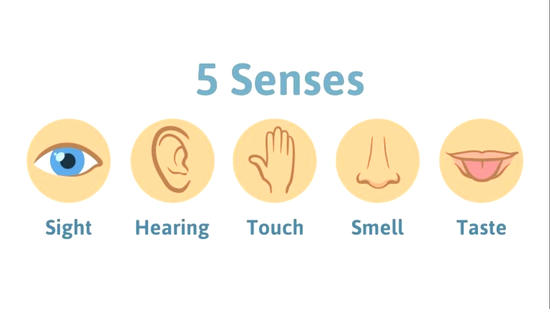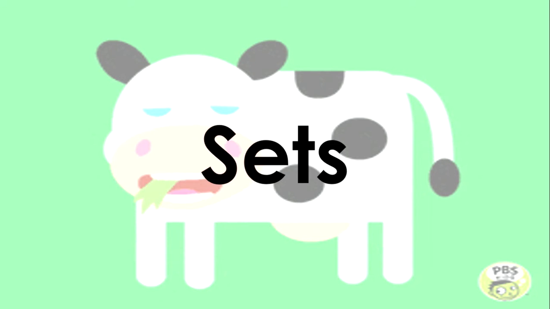And your nose, you have your sense of smell. You use your nose to smell. And with your tongue, stick your tongue out. With your tongue, we have the sense of taste. Okay, so those are your 5 senses, and that has to do with the number 5. F-I-V-E, 5. Hold up 5 fingers. Yes, your 5 senses. Now let's move on to sets.